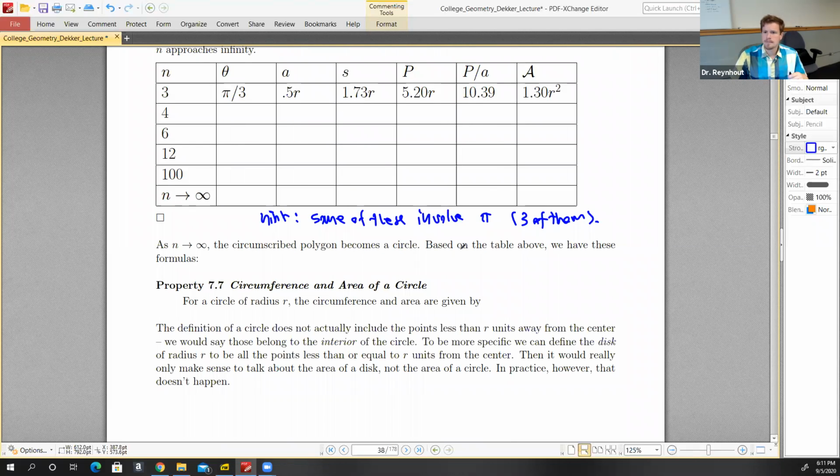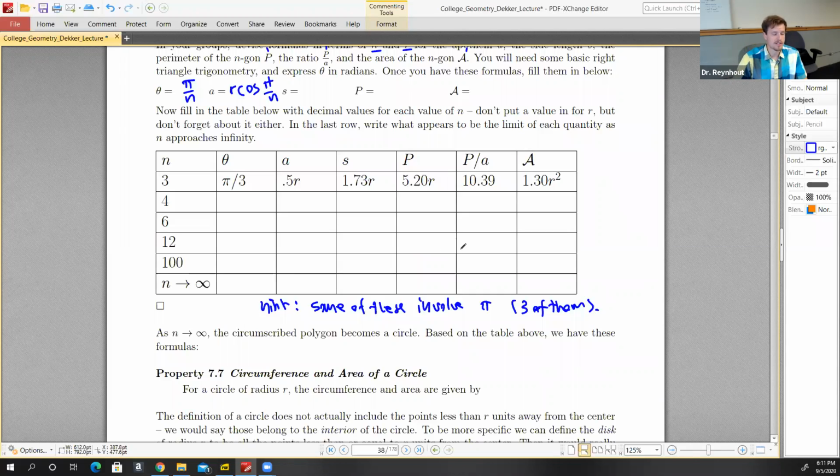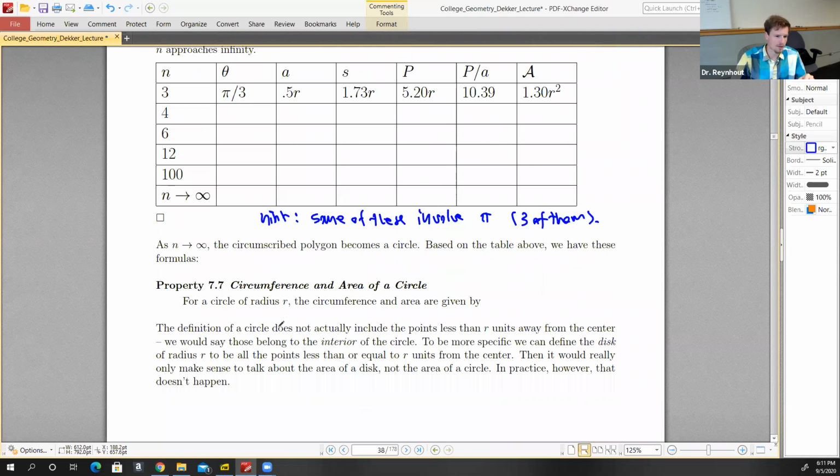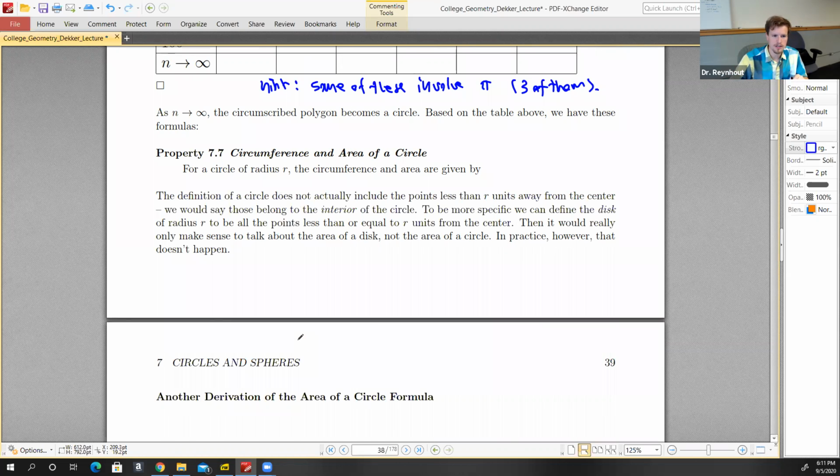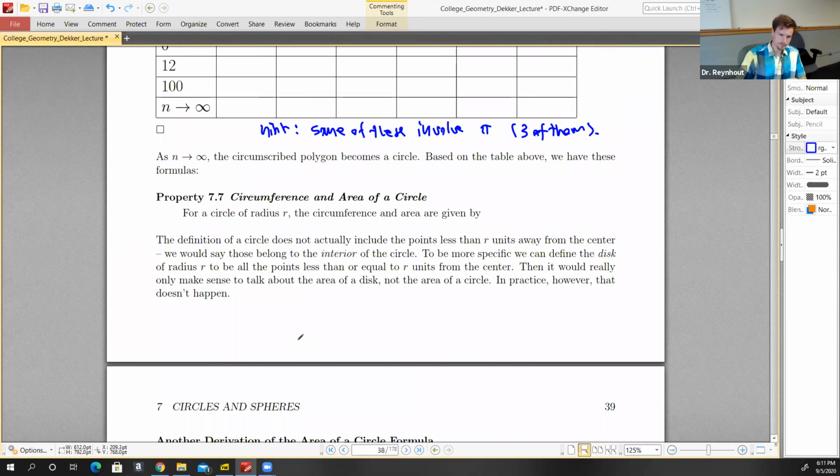All right. I would encourage you to pause the video at this point and go ahead and work on that table because I'm going to fill out property 7.7 and then make one additional comment. So pause, work on the table, come back. All right. So hopefully you've taken the time to fill out that table.